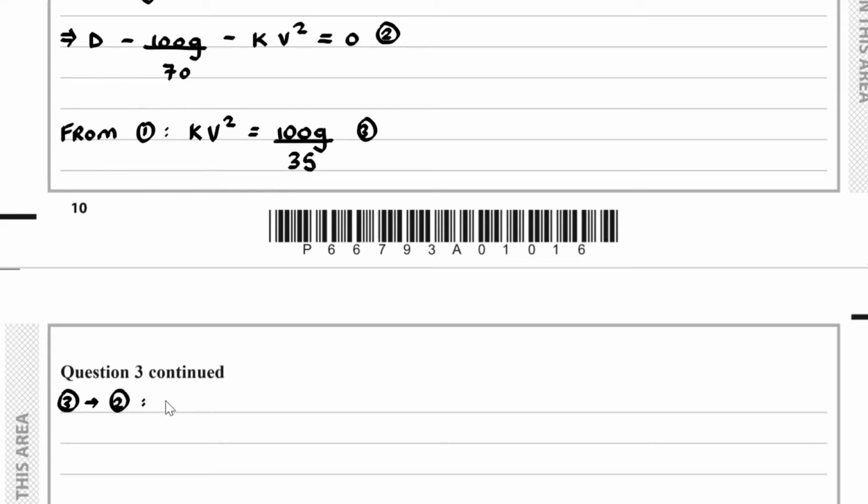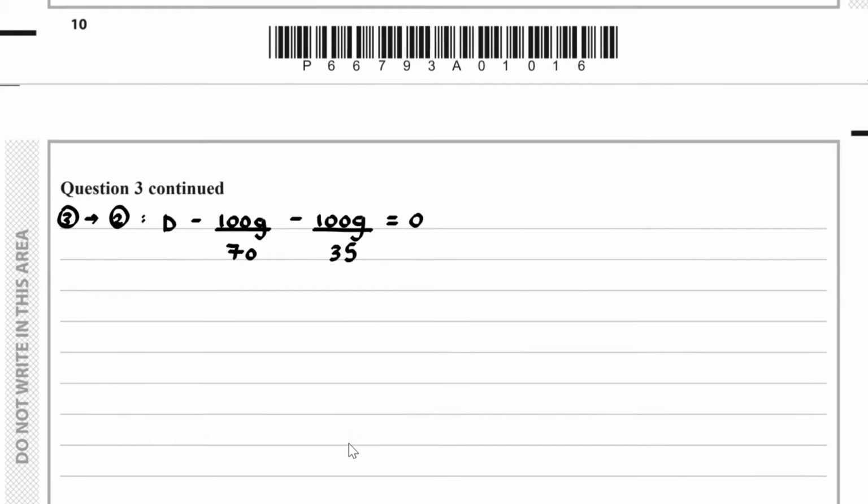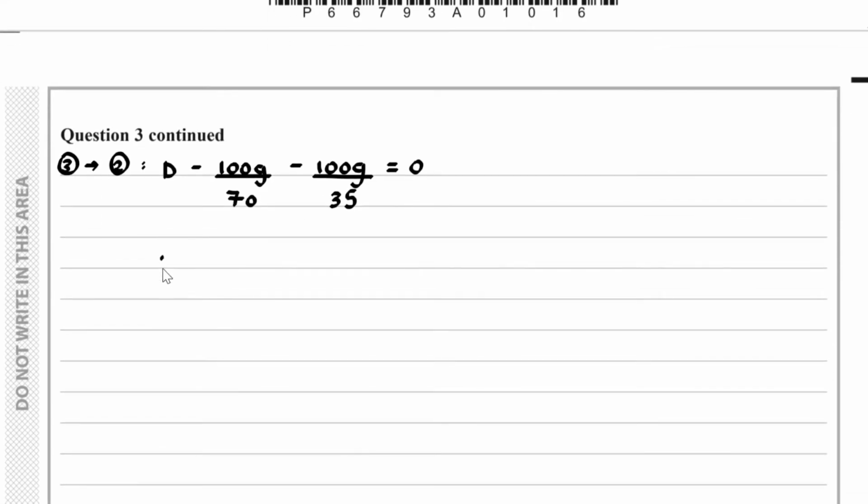So I've got D minus 100g over 70 minus kV squared, which I've just said is 100g over 35. This is all equal to 0. And if I solve for D, D will equal 30g over 7.